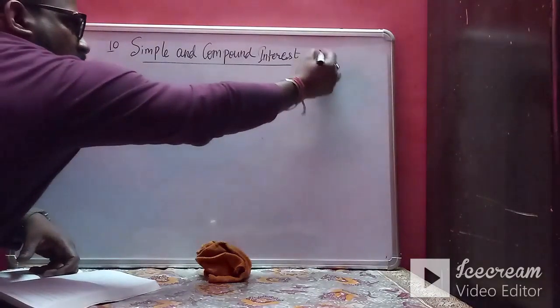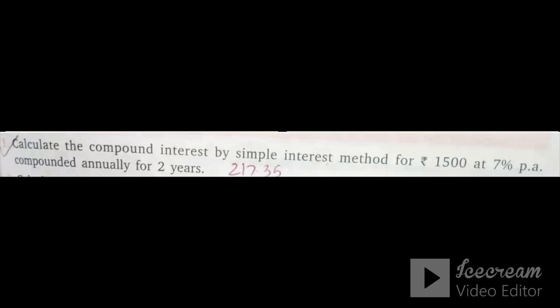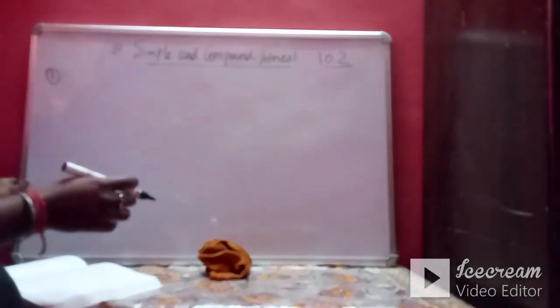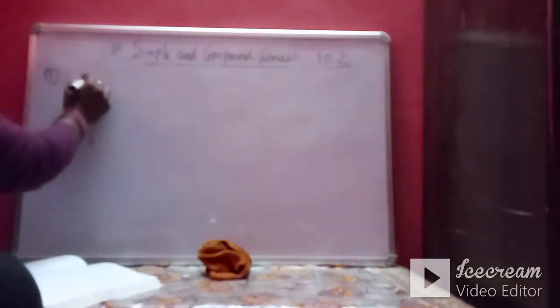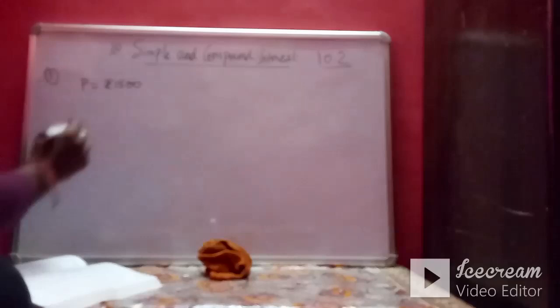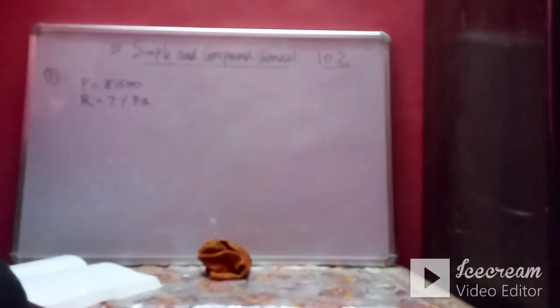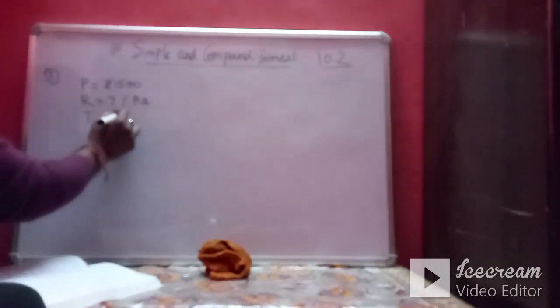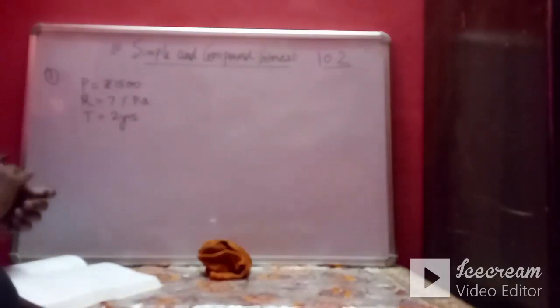Okay, so let's solve exercise 10.2. The very first question: calculate the compound interest by simple interest method for rupees 1500. So principal is rupees 1500 at 7% per annum, that is per year, for 2 years. Time here is 2 years.